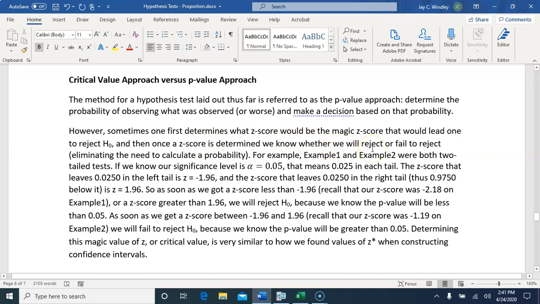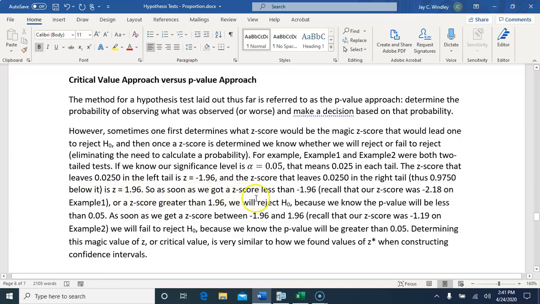or fail to reject. For example, in example 1 and example 2, both were two-tailed tests. If we know that our significance level is 0.05, that means 2.5%, half of the 0.05 in each tail. The z-score that leaves 2.5% in the left tail is negative 1.96, and the z-score that leaves 2.5% of the right tail is positive 1.96.